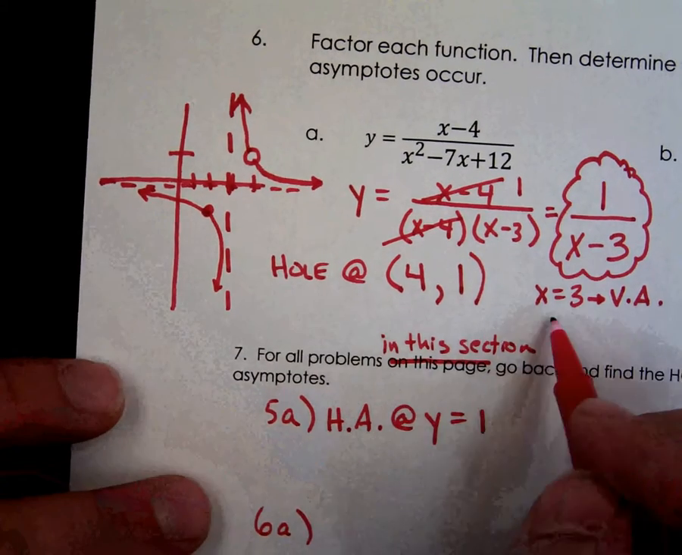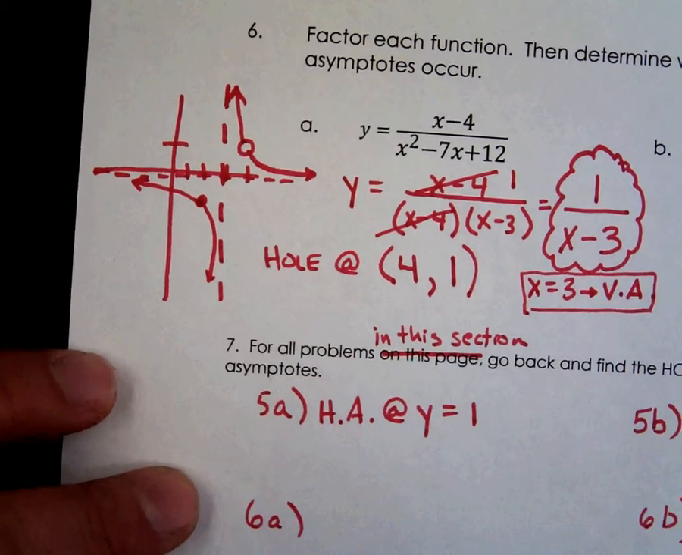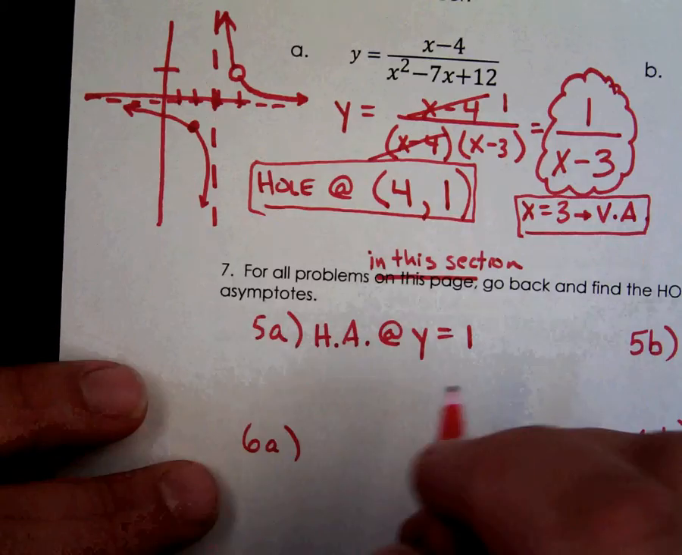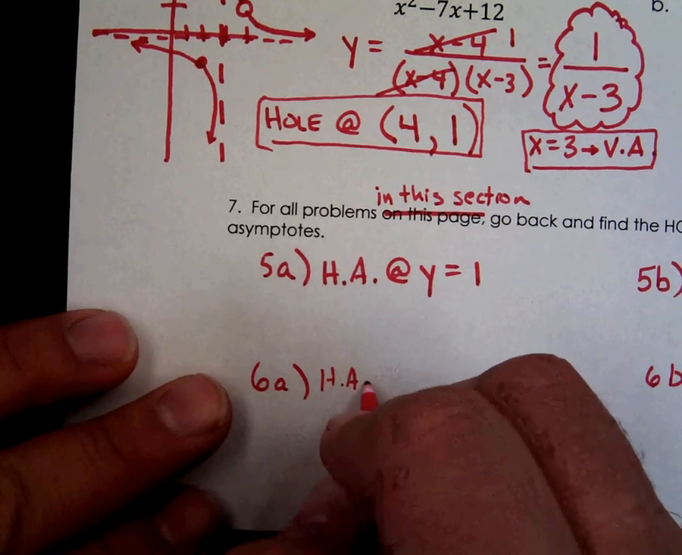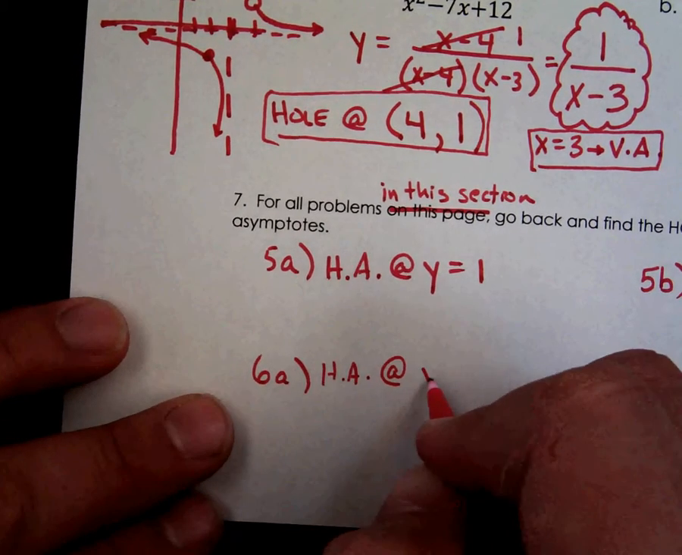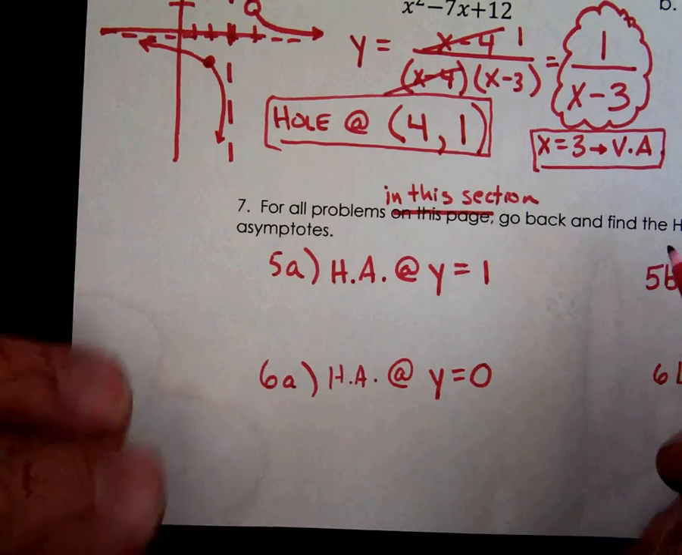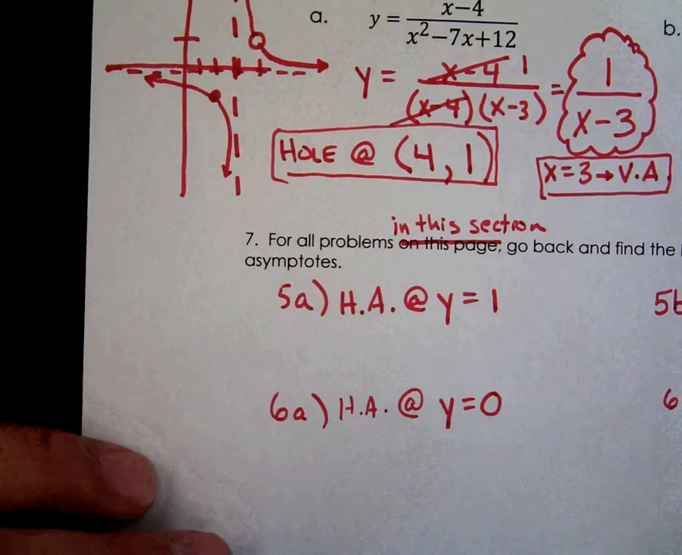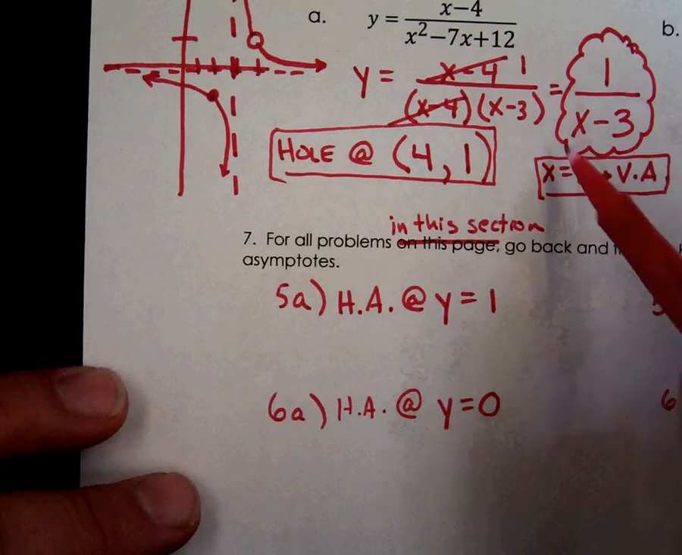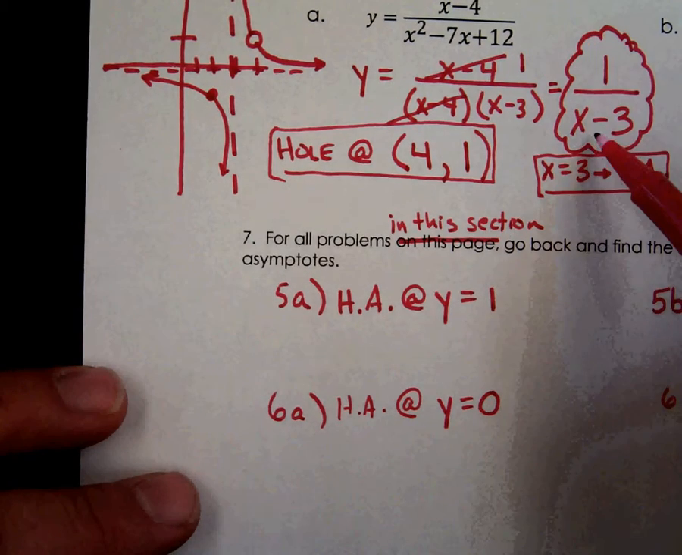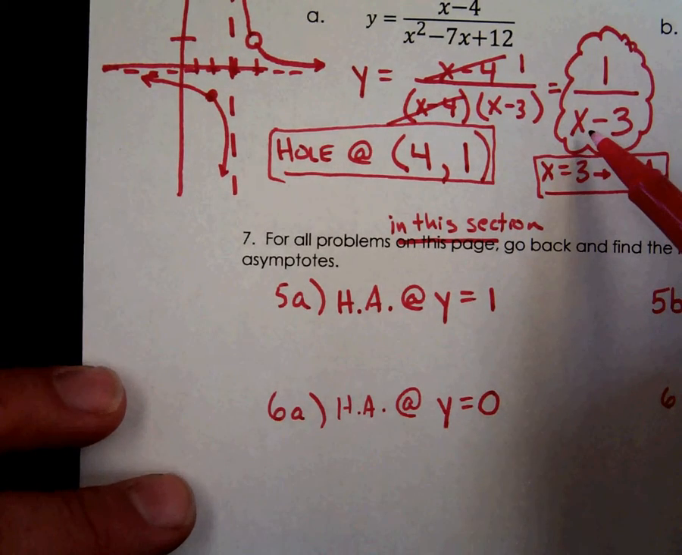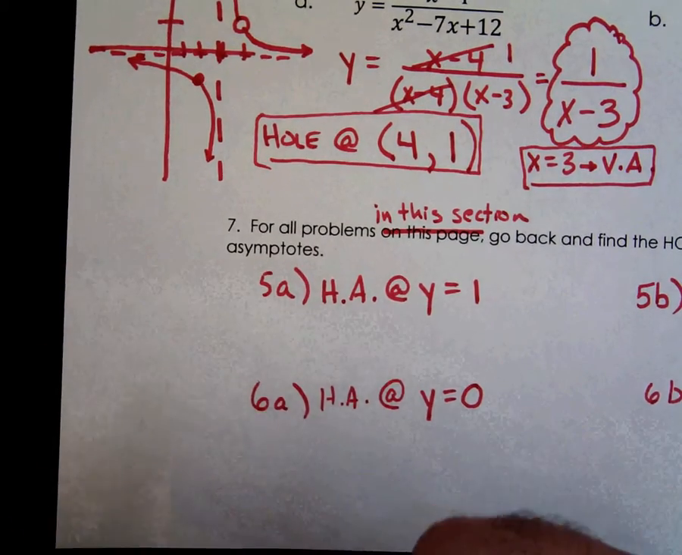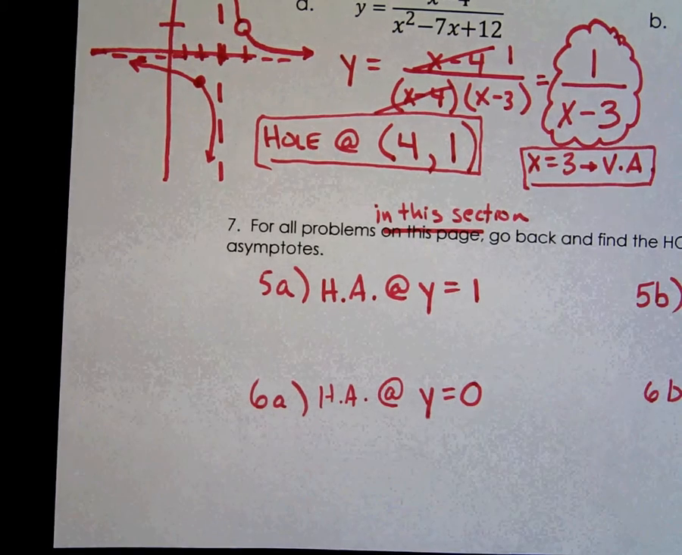It has a vertical asymptote at x equals 3, a hole in the graph at 4, 1, and a horizontal asymptote at y equals 0 for 2 reasons. There was no up or down shift, so it stays at 0, and the remaining function is top heavy or bottom heavy? Bottom heavy. And when it's bottom heavy, it's always y equals 0. So that concludes 6A. It had a little bit of everything sprinkled into it.